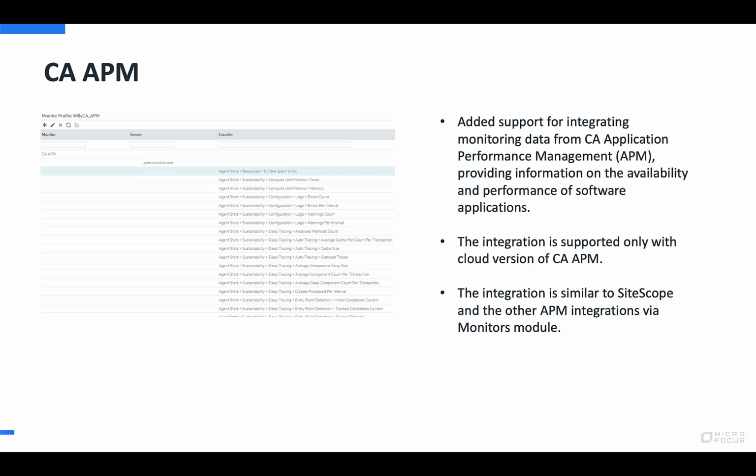For this integration for CA APM, we only support the cloud version of CA APM. And the integration itself is very similar to how our other APM solutions are integrated within Performance Center. If you're familiar with integrating SiteScope, it follows that same integration path of going to the monitor profiles module and going down that path of adding CA APM.